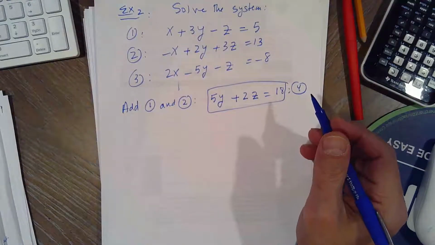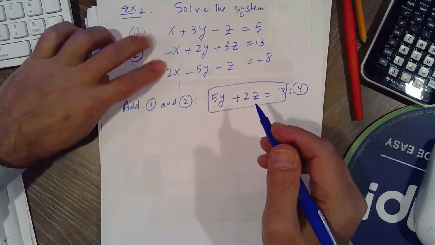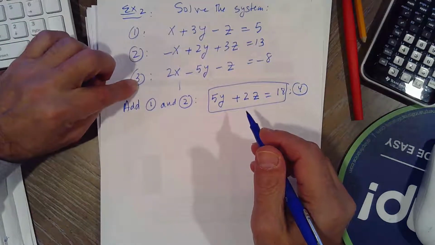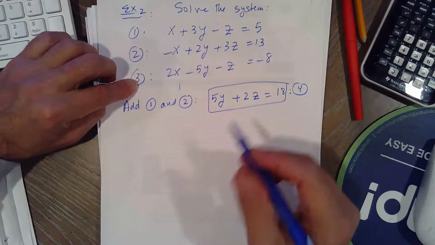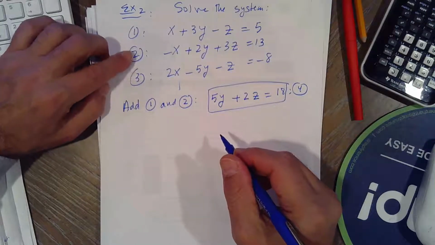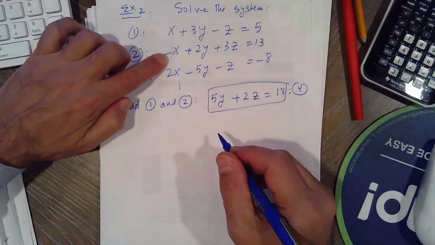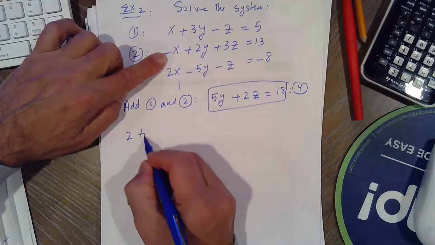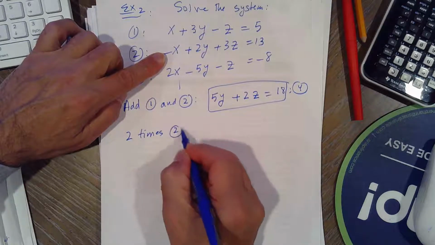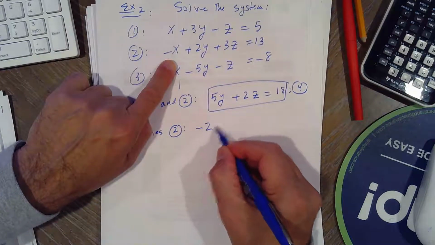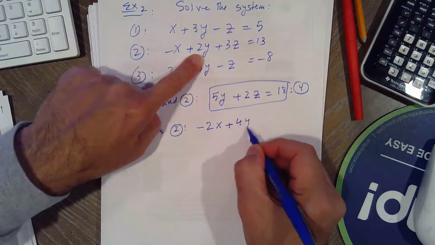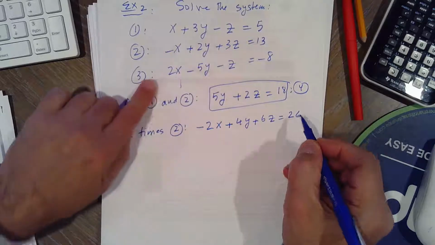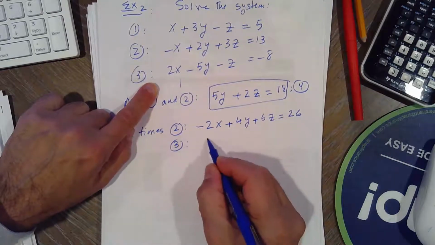Since I've already used equations 1 and 2 to eliminate x, I'm going to use either 1 and 3 or 2 and 3 to eliminate x. Again, you have to eliminate the same variable twice. If I use 2 and 3, all I have to do is times the second equation by 2. So I'm going to say 2 times equation 2: 2 times negative x, 2 times 2y, 2 times 3z, and 2 times 13 is 26. I'm going to bring down equation 3.